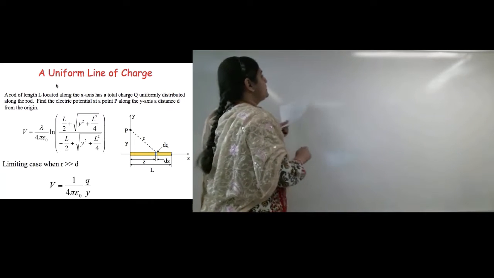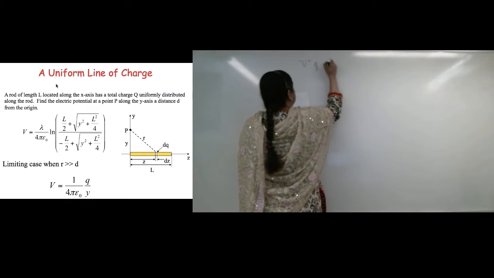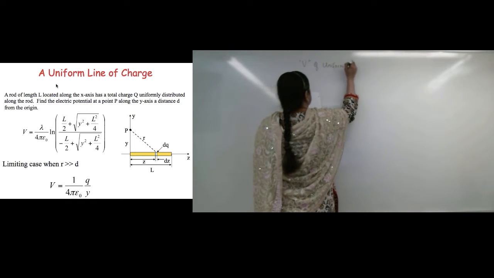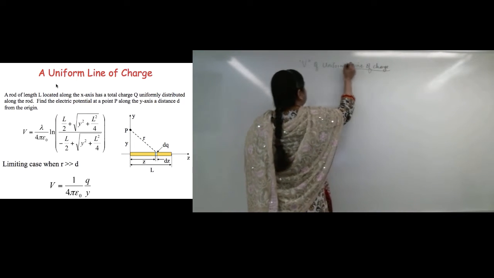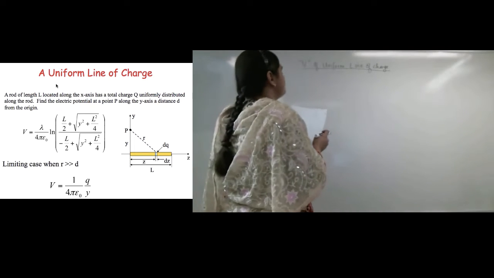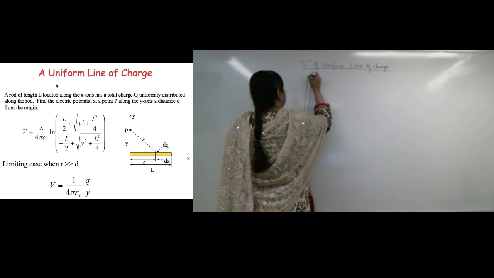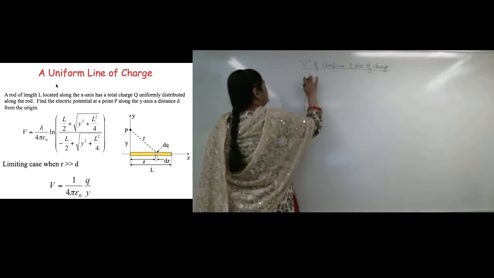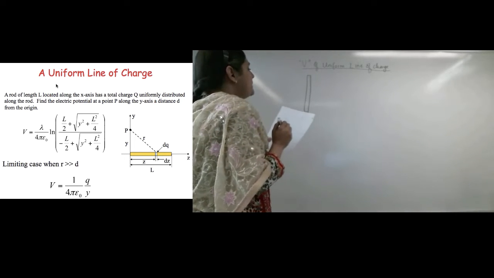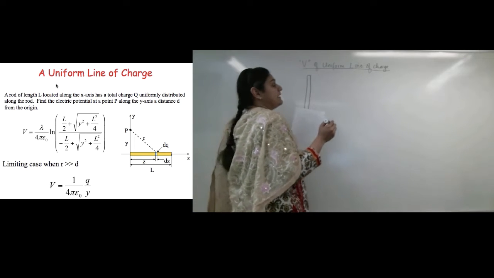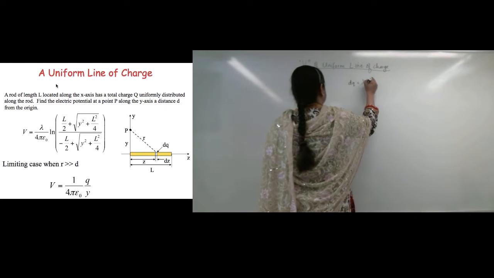So what are we going to do when we have to find V, which is the electrical potential of a uniform line of charge? We are going to start where we always start, with a line of charge. I don't want to make it into a cylinder, but I'm just going to talk about a line of charge. We know from when we were calculating electric fields that dq equals lambda dz.